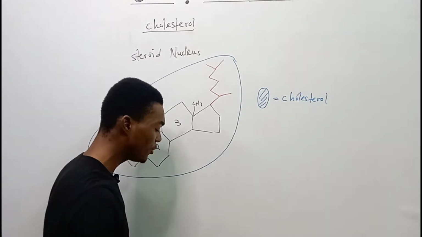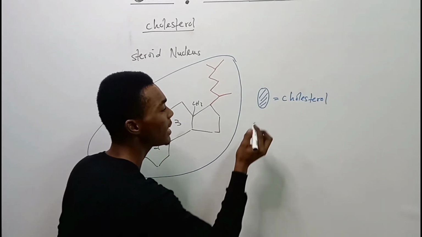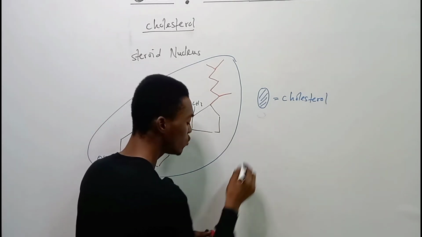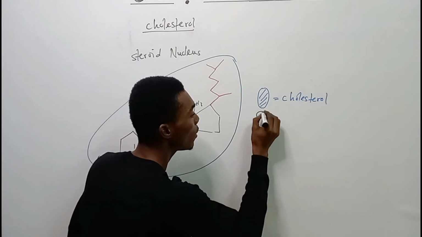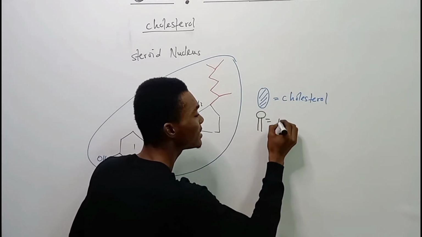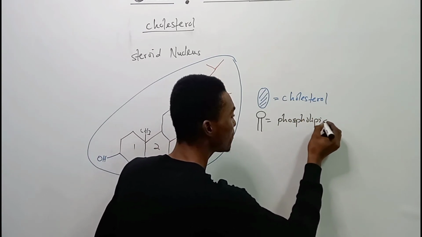Fine. If you remember, we used a symbol to represent a phospholipid structure. Remember, we said it's just a polar head with two hydrophobic tails. This is representing our phospholipid structures in the cell membrane. Okay. Awesome.